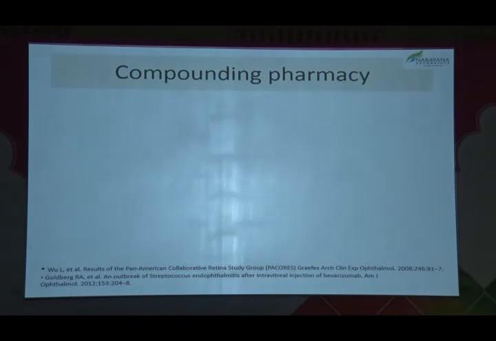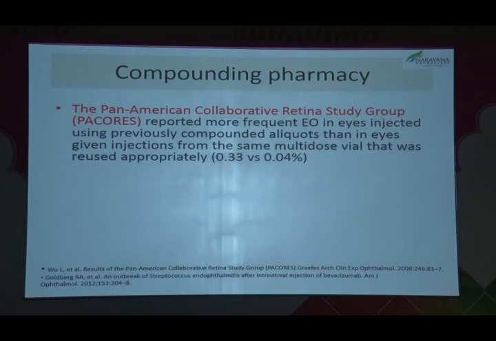And this is the compounding pharmacy, where most of the big institutes follow this, and in the US this is followed. But in this study, the Pan-American Collaborative Retina Study Group reported more frequent endophthalmitis in eyes injected using previously compounded aliquots. The problem is that once there is a problem in the vial and you aliquot the vials, then everybody is going to get that infection. If you are going to give only 5 to 6 injections in a day, then you are likely to see the patients immediately and you can discard the vial.